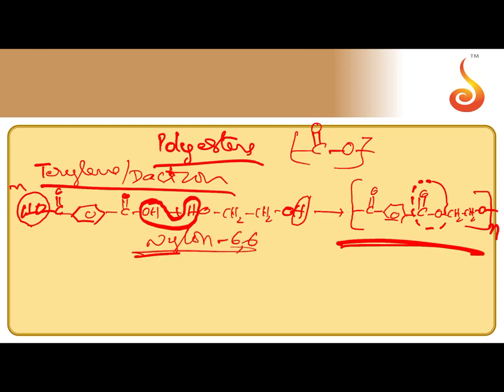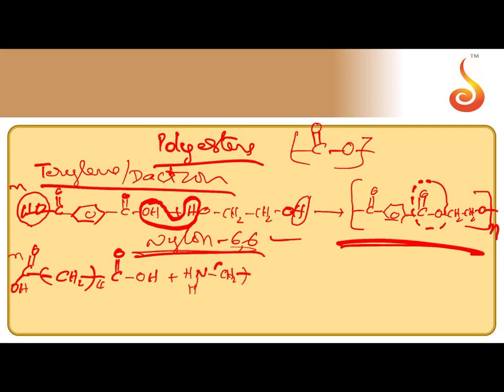Polyamide, example nylon 6,6. There are two monomers, each one having 6 carbons. That's why the polymer is called nylon 6,6. Hexamethylene diamine and adipic acid. Adipic acid, CH2 taken four times, COOH COOH. Hexane-1,6-dioic acid is adipic acid, n number, plus hexamethylene diamine, with 6 CH2 units. This is hexamethylene diamine.